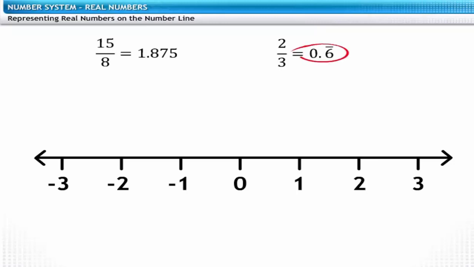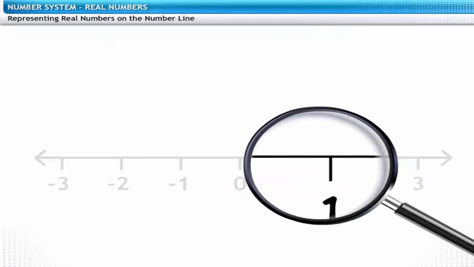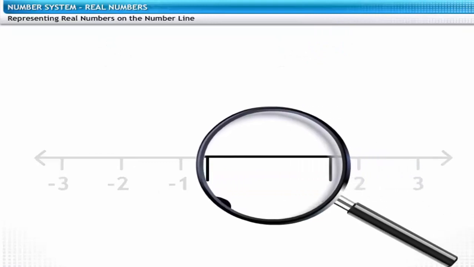Let's represent 0.6 bar on the number line. Here, this decimal expansion is non-terminating recurring, where the digit 6 is repeating itself. We know that this decimal lies between 0 and 1. Let's look at the section closely by using a magnifying glass. We divide the section into 10 equal parts. Now, we'll represent each part as shown. On observation, you can notice that this decimal expansion lies between 0.6 and 0.7.